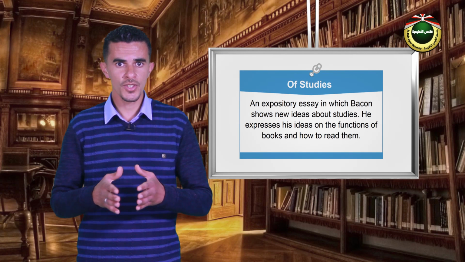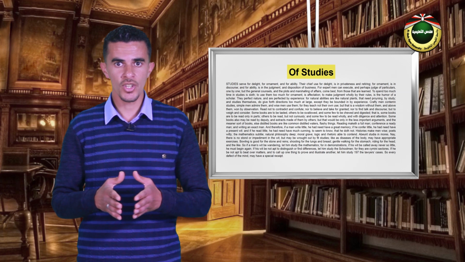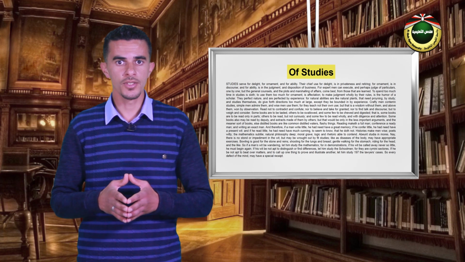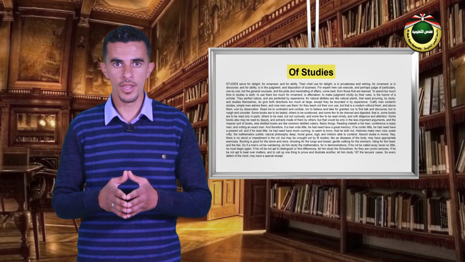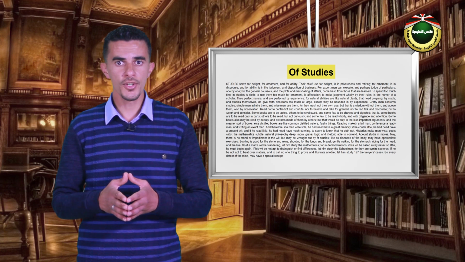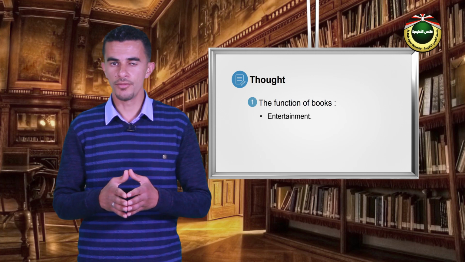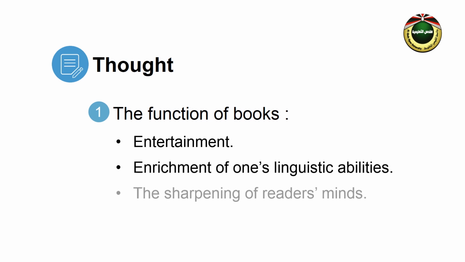Now, let us discuss the essay to understand its ideas. The first thing to discuss is ideas. So, we should begin with thought. The first idea in the essay is the function of books. Bacon asserts that books have three main functions. The first function is entertainment.